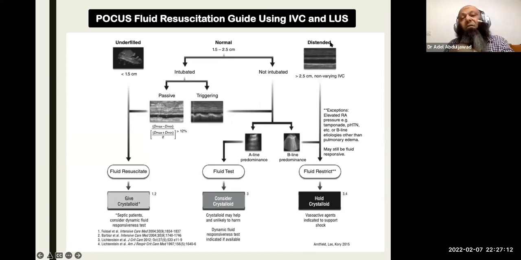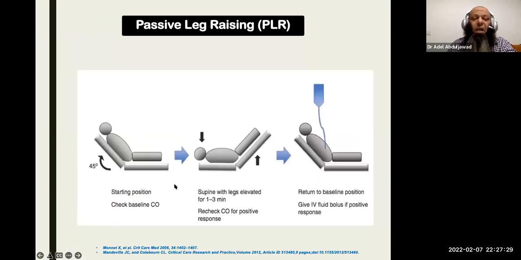But if the IVC is distended more than 2.5 and non-collapsible, or non-varying, this will also support holding fluids and applying vasopressors, of course with certain limitations. Here is the demonstration of the PLR, or passive leg raising.